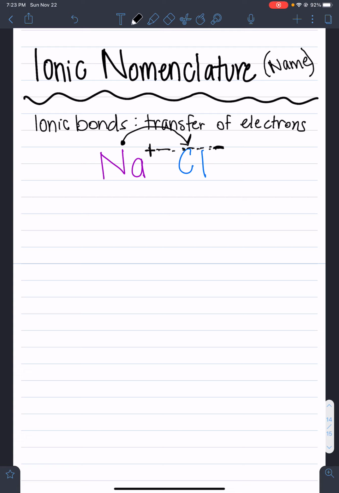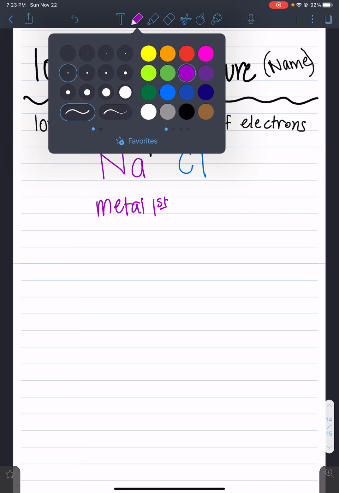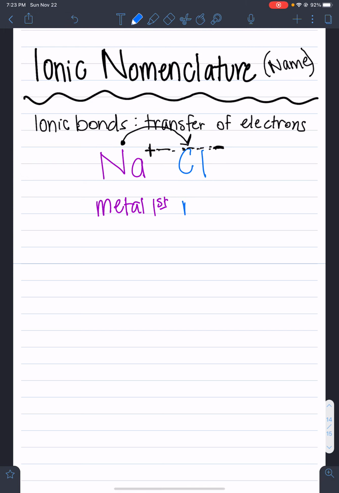So we have to be able to name now this NaCl. What is its name if I were to ask you it? So we're going to learn that first. Like I said, there's some rules when it comes to ionic bonds. So the first thing with ionic bonds is that you're going to put your metal first. And then you're going to put your non-metal second.